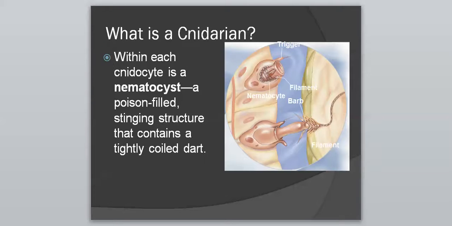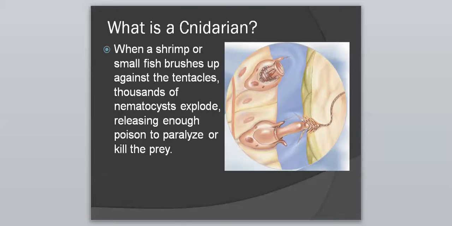If you look at that picture, you can see that there is a trigger. The fish swims by, or the shrimp swims by, hits the trigger, causing the nematocyst to explode, shooting out the dart and paralyzing or killing the prey, which can then be devoured by the Cnidarian. That's pretty cool, how they are able to attack their prey. They literally shoot out thousands of darts that poison the prey.